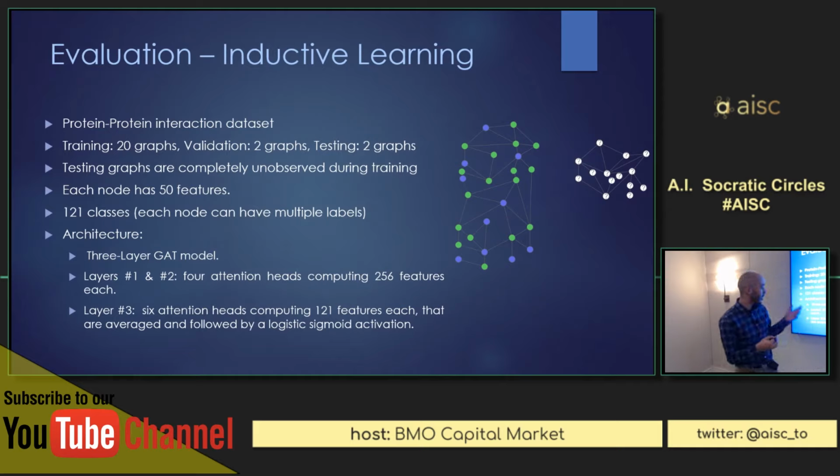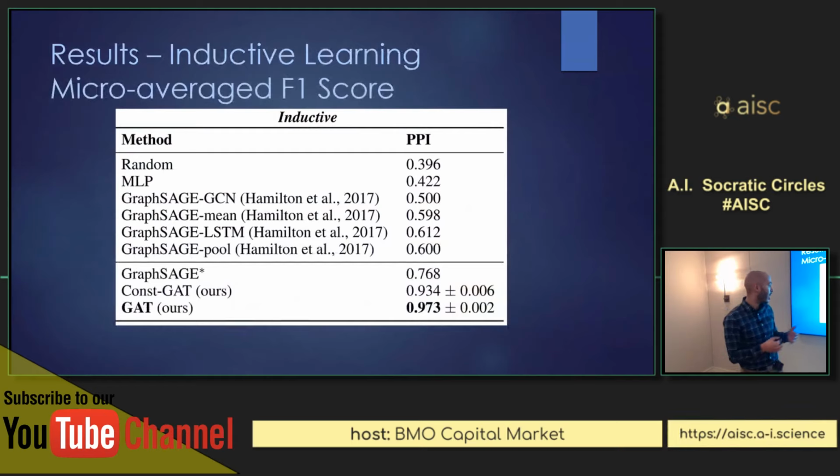So the architecture was a 3-layer GAT model. Layers number 1 and 2 used 4 attention heads, computing 256 features each. And the last layer had 6 attention heads, computing 121 features each, which is the number of classes. They averaged them to have a single 121-feature vector, and then applied the logistic sigmoid activation function in order to do this multi-label classification. And now you see the advantage of this GAT architecture over the other architectures.